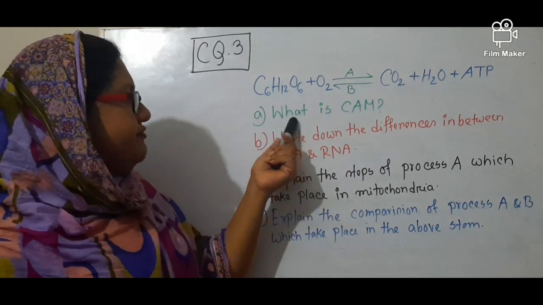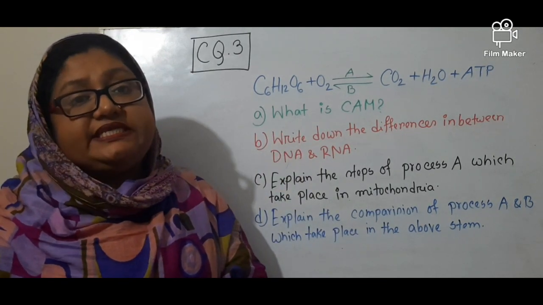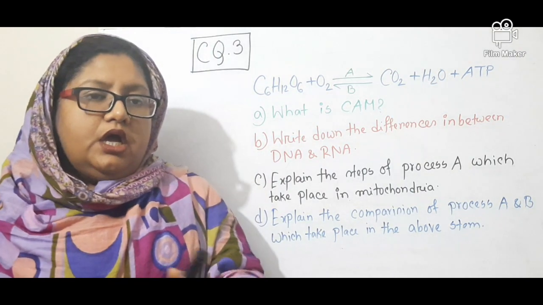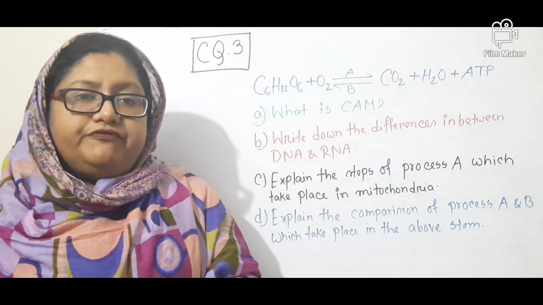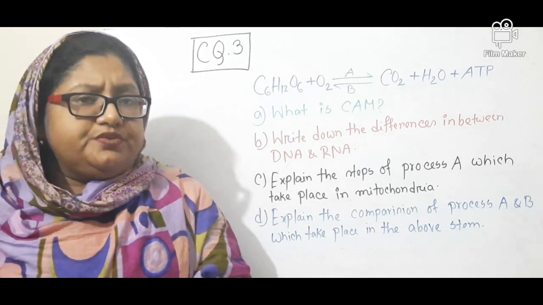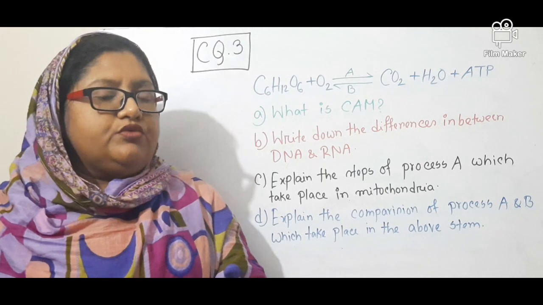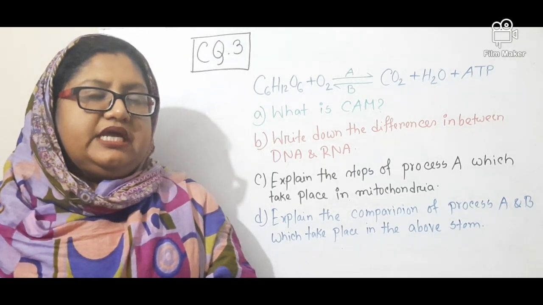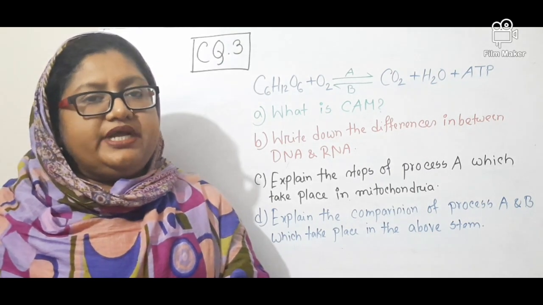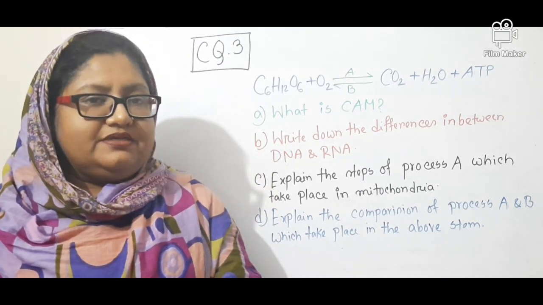So, my dear students, first of all, the knowledge-based question. What is CAM? You know, there are two methods of the dark phase of photosynthesis. In the dark phase, there are generally two methods that are mentioned in your book. But there is another method which is known as CAM. The two methods are the C3 and C4 cycle, which are known as Calvin cycle and Hatch-Slack cycle respectively.